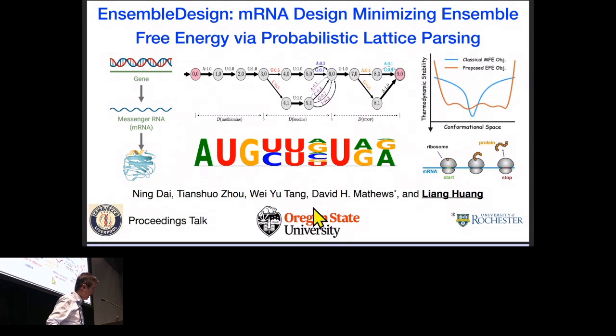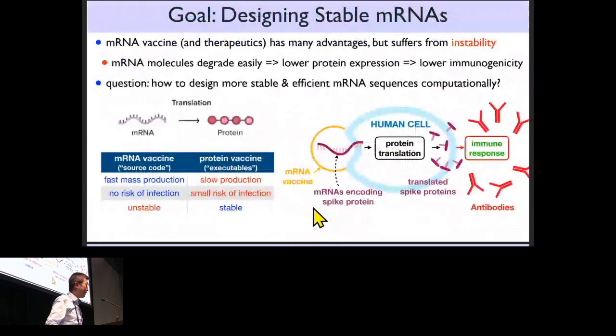So this talk is about designing stable mRNAs. For the first half, I will be talking more about background, like linear design, and the second half will be extending it to ensemble design.